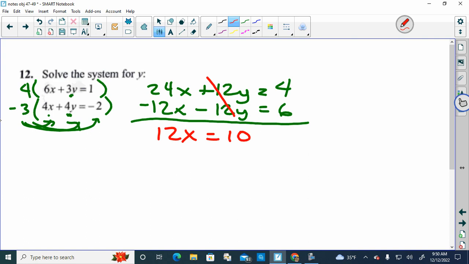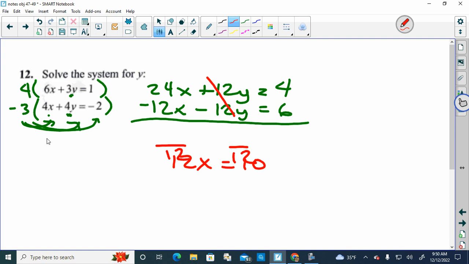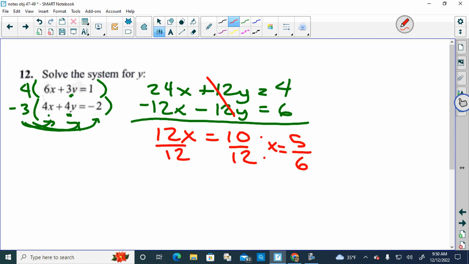I'm going to divide by 12, divide by 12, and reduce these. Reduce these when you can. Obviously the 12s go away. I'm not going to mark through it, but this and this can be reduced. If I divide by 2 here, that gives me 5, and dividing by 2 here gives me 6. It's easier to work with smaller numbers. So this is my x.